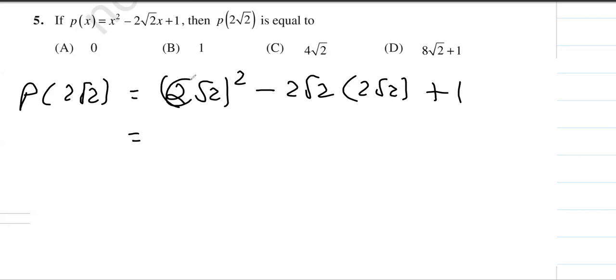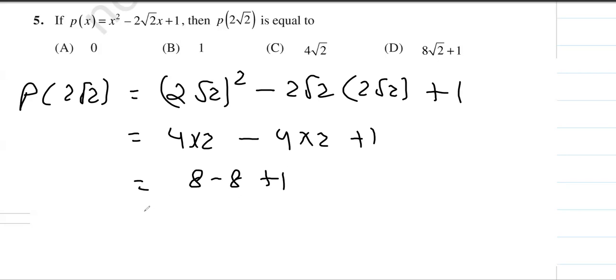Now we know that 2 squared is 4 and √2 squared is 2. So it's 4 into 2, minus 2 into 2 is 4 and √2 into √2 is 2, plus 1. So this is 8 minus 8 plus 1. So clearly this gets cancelled. So we get 1 as the correct answer for this.